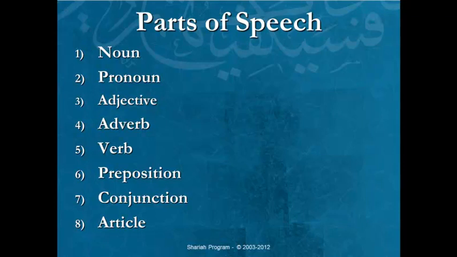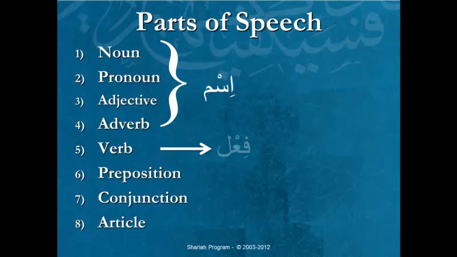Okay, so our first part of speech is not just noun, it's actually all 4 of them. The noun, the pronoun, the adjective, and the adverb are grouped together in a single part of speech in Arabic, and it is labeled ism. The second one is exactly what the English people call verb. In Arabic we call it fi'l. Fi'l means verb. And then our third one is everything else.